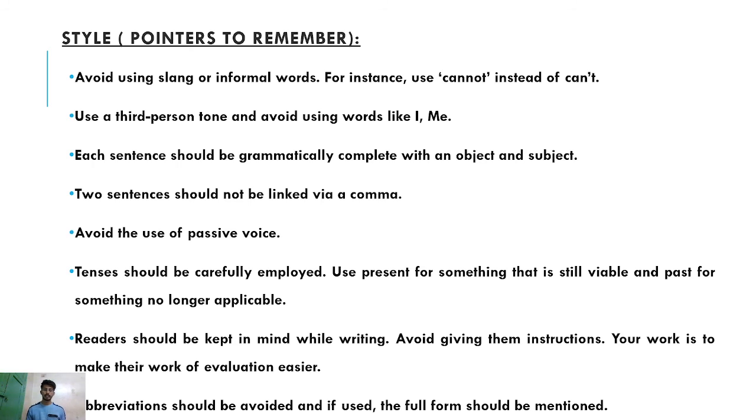Two sentences should not be linked through a comma. We should not connect two sentences with a comma. Better to make the two sentences separate. Avoid using passive voice. Use only active voice. Tenses should be carefully applied. Use the present for something that is viable and the past for something that is not applicable.